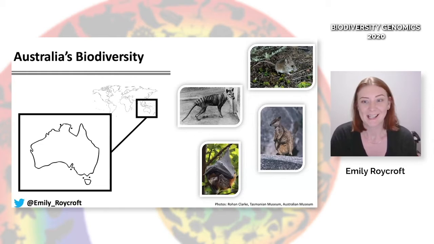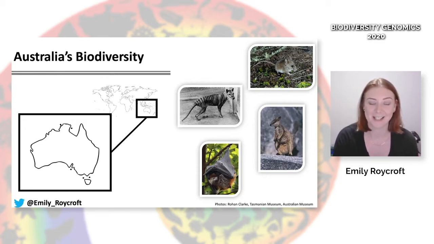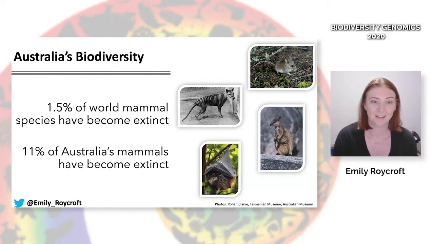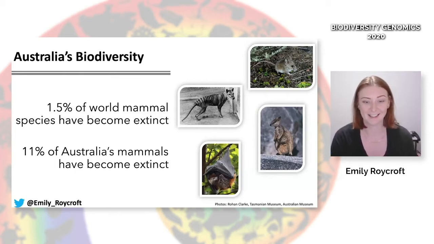So Australia has some of the most unique mammalian diversity in the world. As well as the charismatic marsupials, we also have many species of native bats and of native rodents. But Australia also has the worst rate of recent mammalian extinction in the world. So where 1.5% of the world's mammal species have become extinct, 11% of Australia's mammals have become extinct in the last 250 odd years.